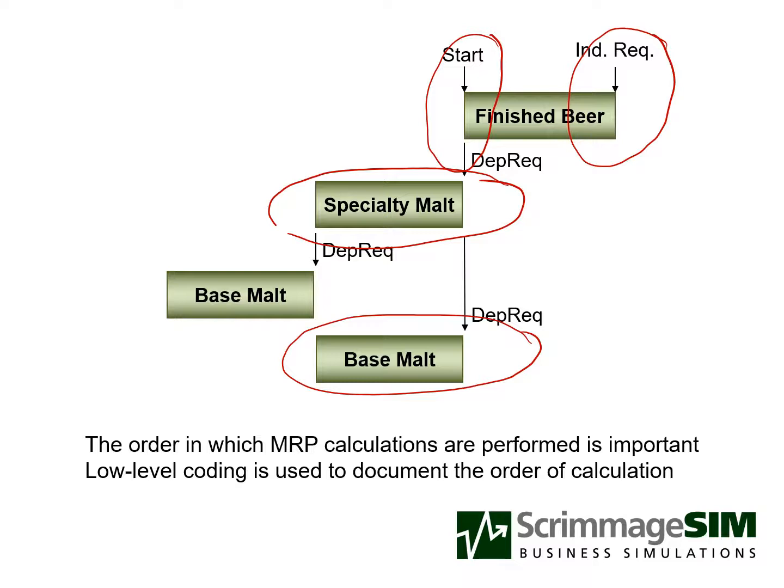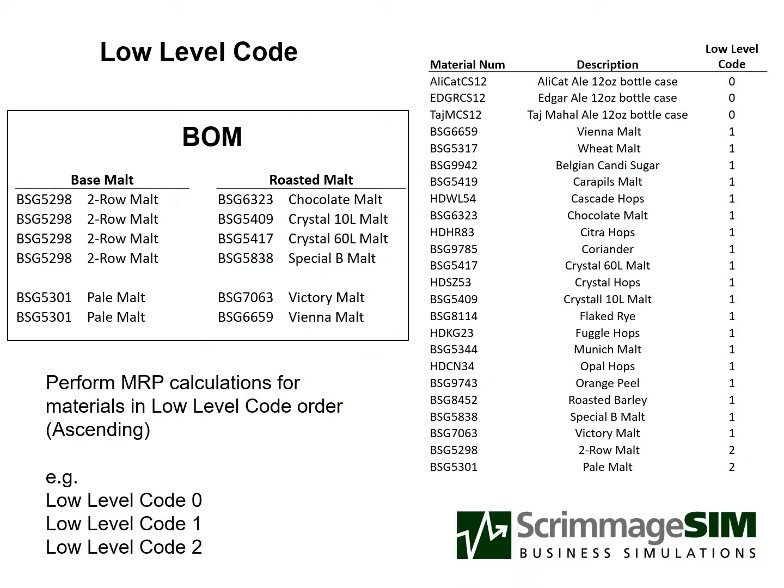So we have to consider specialty malt production before we know the total requirements for base malt. Looking at this, it becomes apparent that the order in which MRP calculations are performed is critical to make sure that we have all of the dependent demands for a product in place before we run MRP on that product. In MRP, this is managed using what's called the low-level code.